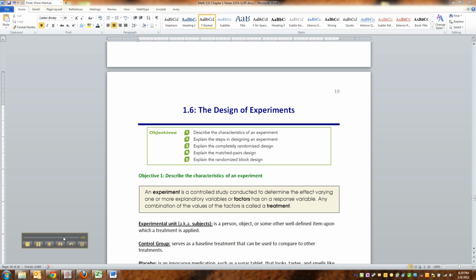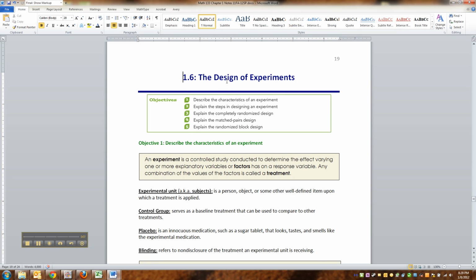Hey there, we're back, and this is going to be the last section of chapter 1. Woohoo! I know you're excited. Unfortunately, it's kind of a longish section, so I'm sorry to say. We're going to be here a while.